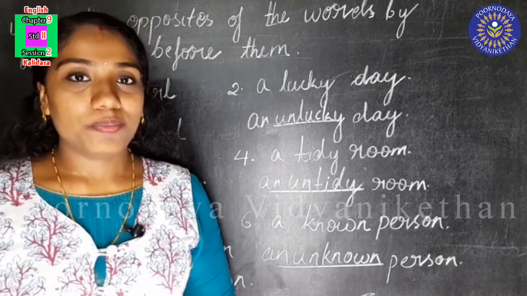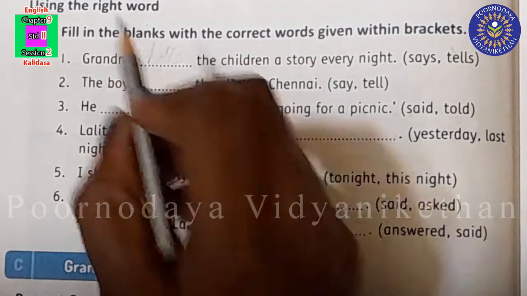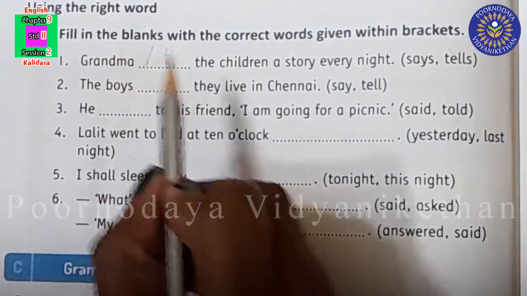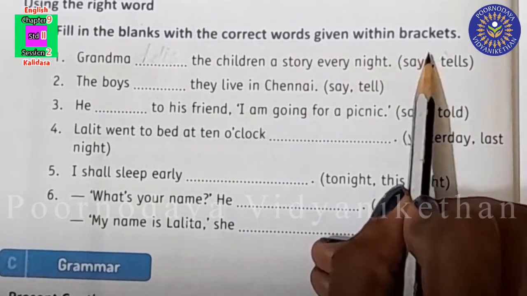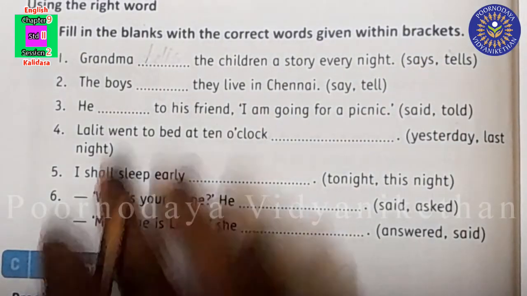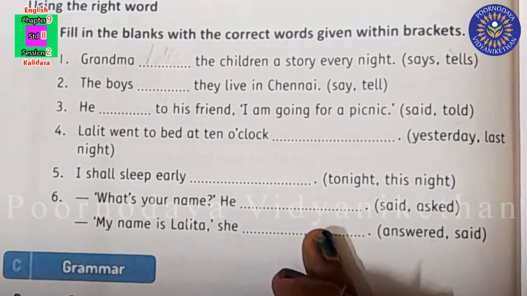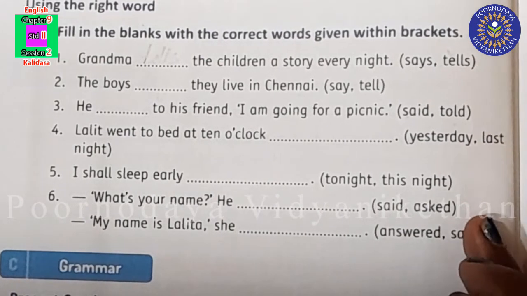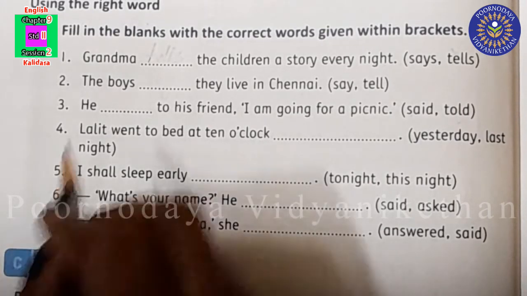Very good. Look here children, we are going to do an activity. Using the right word, fill in the blanks with the correct words given within brackets. So we have some sentences here and some blanks are also here. We have to find out the right word from the brackets and fill in the blanks. Did you understand children? So we are going to do this activity.